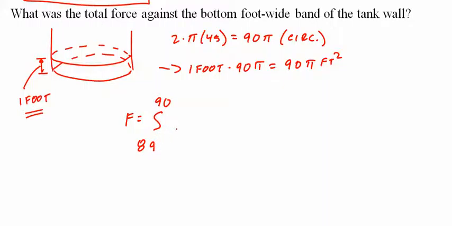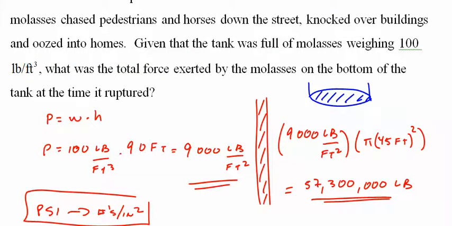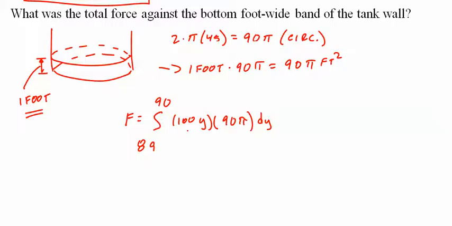Where am I getting 9,000 from? Oh, well, I have to do the whole pressure thing. It's 100 times how deep it is, times 90 pi dy. Think about that one for a second. At 89, it'd be 100 times 89, similar to what we did up here, 100 times 90. At 90, it's that. In between, it's a linear change.